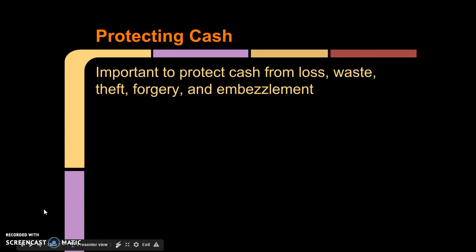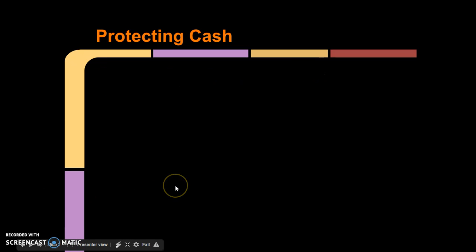Cash control systems are basically going to be protecting cash through testing and confirming that our bank statements and our checkbook balances from our account. And then we also want to protect cash from loss, waste, theft, forgery, and even embezzlement. These activities, these processes, are ways of trying to catch that if it is indeed happening.